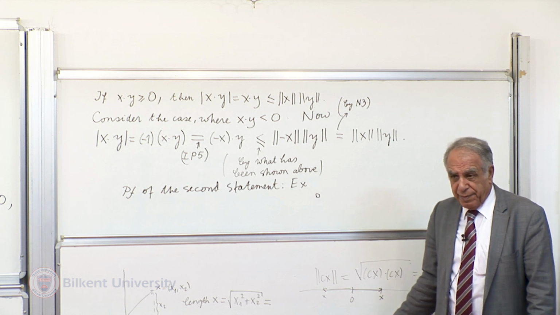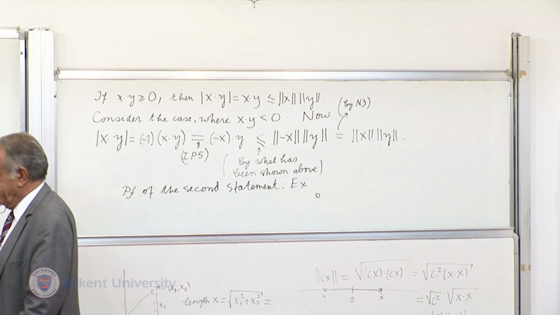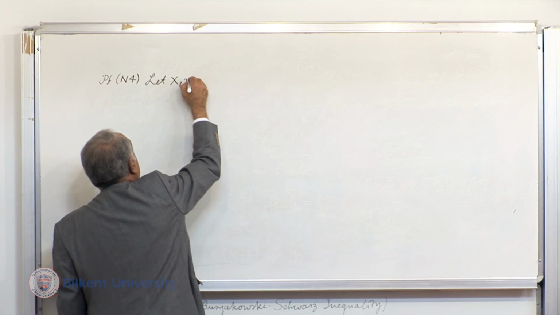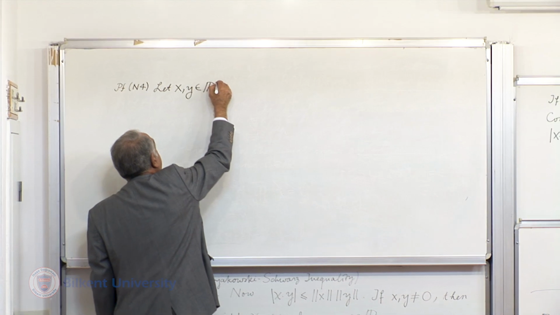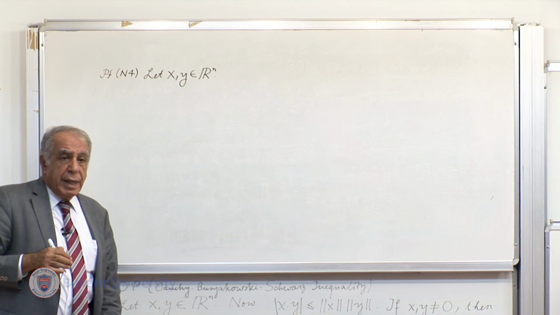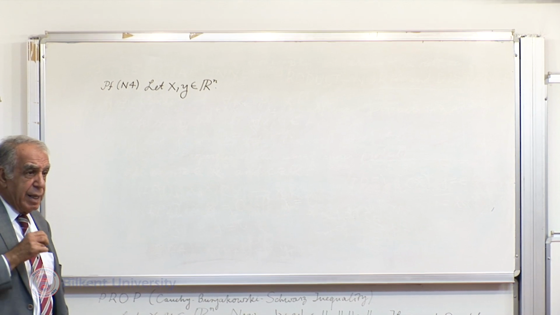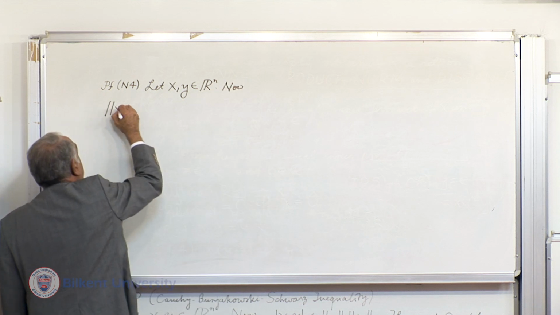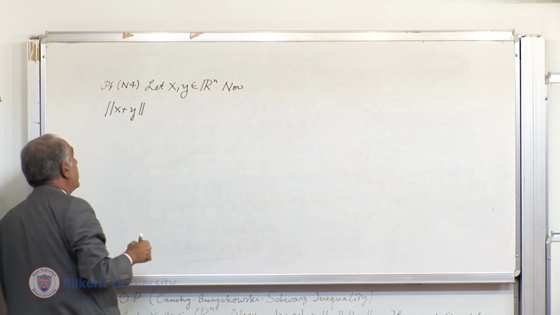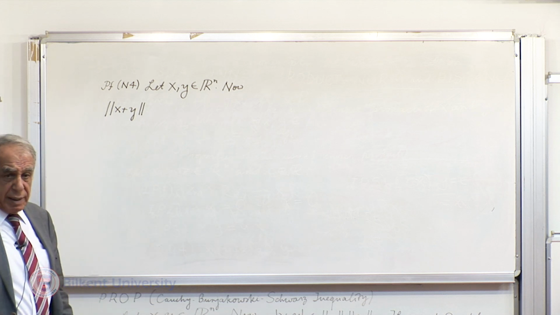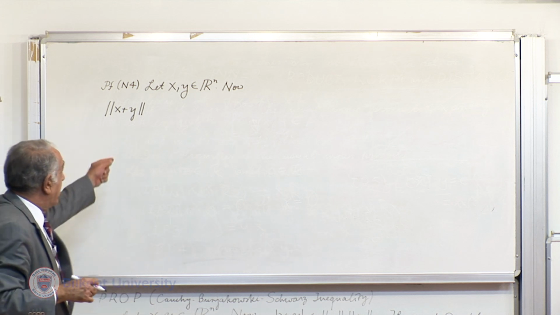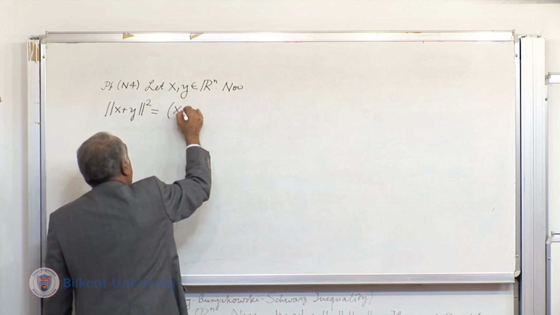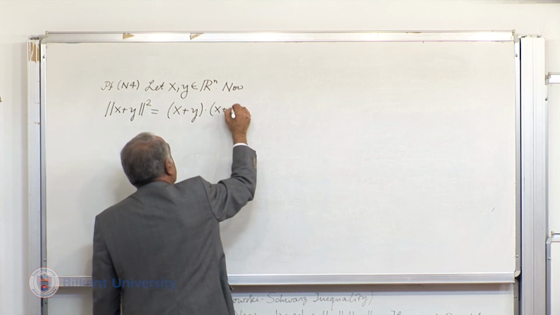So we still need to show N4. Okay? Let x, y be in R^n. Now we need to show that the norm of x plus y is less than or equal to the sum of the individual norms. Let me start with that. Since this will be the square root of x plus y dot x plus y, in order to get the square root, well, let me work with the square of this. Then we could take the square root at the end. This is equal to x plus y dot x plus y.